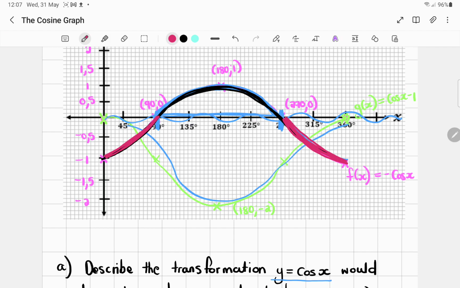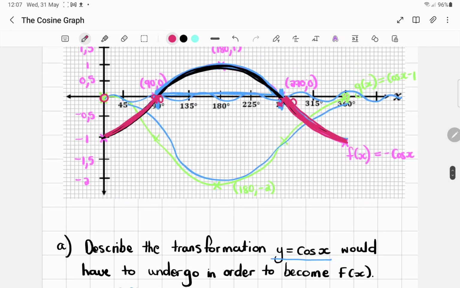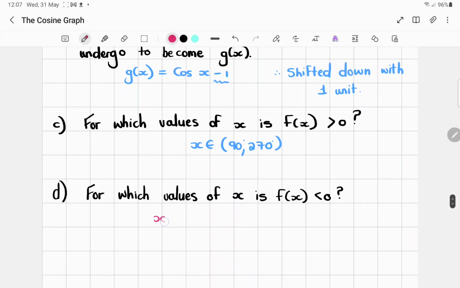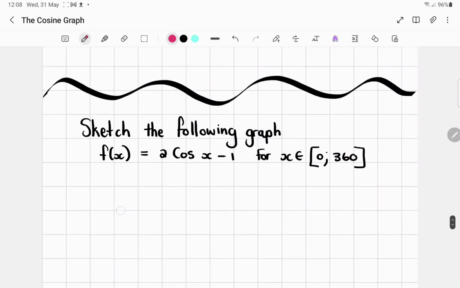Okay, so can you see it's those two parts? So the x values are from 0 to 90 and from 270 all the way up to 360. So you are going to say x is an element of 0 to 90 and x is an element of 270 to 360. So there's two parts where it's under the sea, 0 to 90 and from 270 to 360. All right, I hope that makes sense.